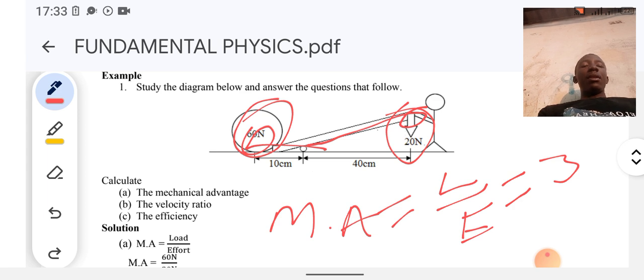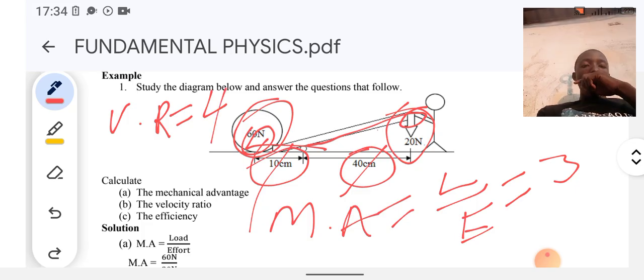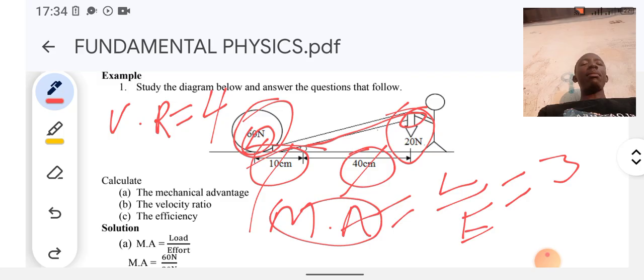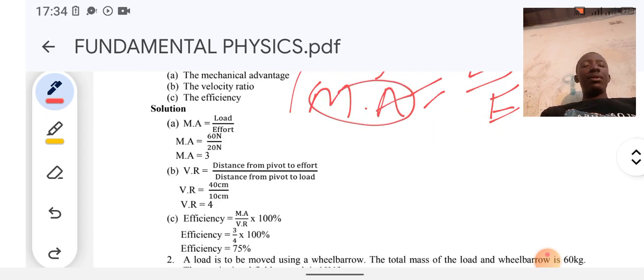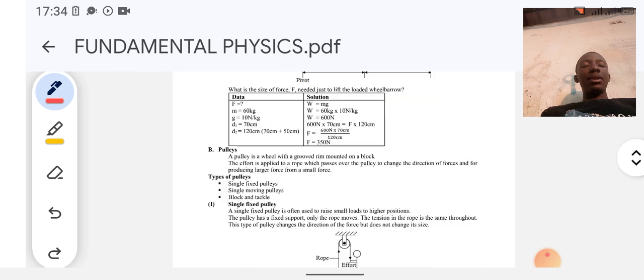So moving on to the next simple machine on the list. These are some examples, but we're going to solve them in the WhatsApp group. So we have what are called pulleys. A pulley is a wheel with a grooved rim mounted on a block. The effort is applied to the rope which passes over the pulley to change the direction of the force, and for producing a larger force from a small force.